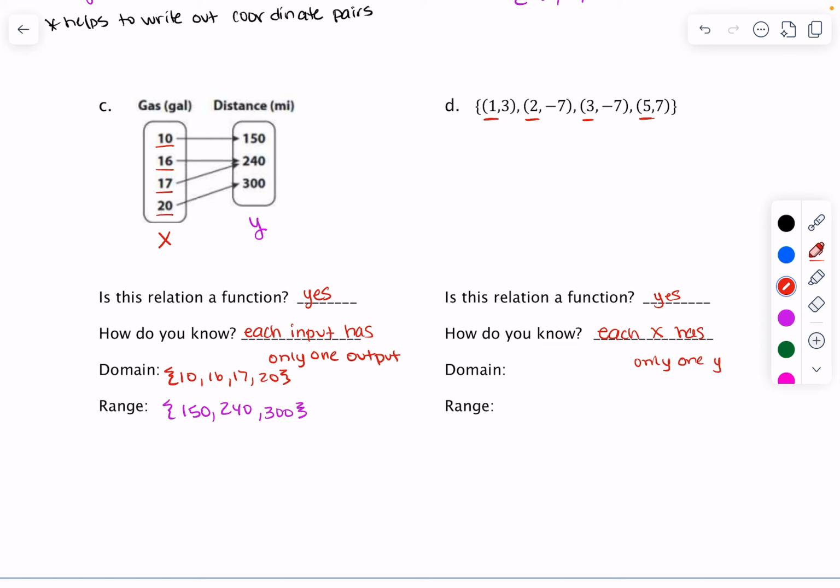My domain are all those x values, least to greatest. So 1, 2, 3, and 5 that I've underlined in red. And my y values are 3, -7, -7, 7. I need it in least to greatest, so I'm going to list that -7 first, then the 3, then the 7. Reminder that that -7 doesn't get listed twice.